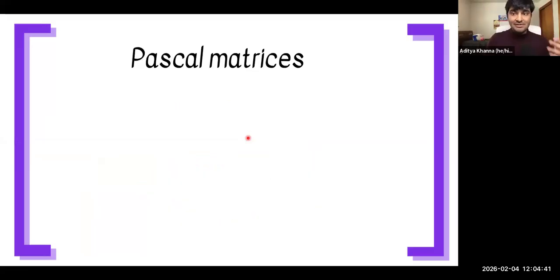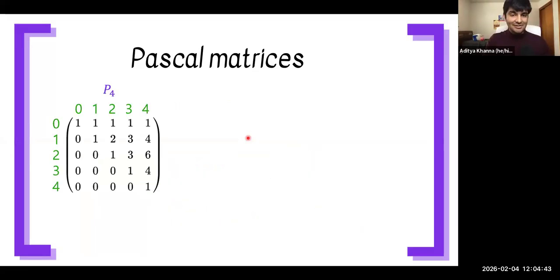The most famous example of this, these are called Pascal matrices. You have seen them. You have this 5 by 5 matrix. And for example, if I look at this entry 6, this is given by taking the column index and choosing it with the row index. So 4 choose 2 gives you 6. This is the algebraic way to compute it.